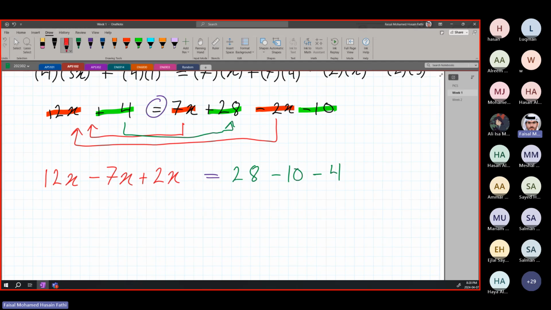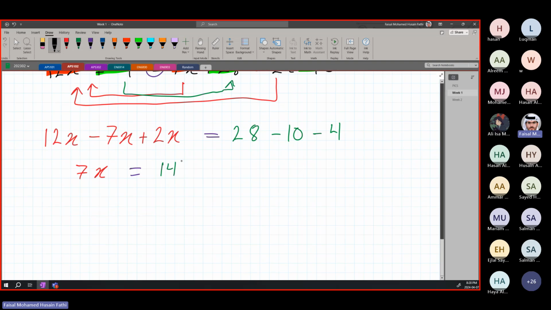And now we can simplify. For 12x minus 7x plus 2x, you can just put it directly in the calculator as 12 minus 7 plus 2. And it will give you 7x as the answer, is equal to, again, same thing. You're just going to simplify this. 28 minus 10 minus 4 is equal to 14. And then 7x is equal to 14.